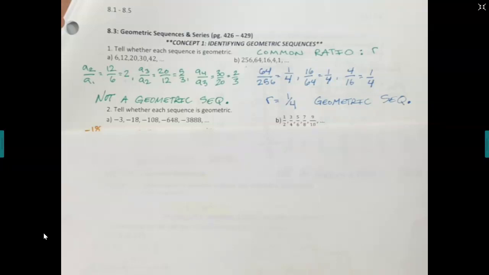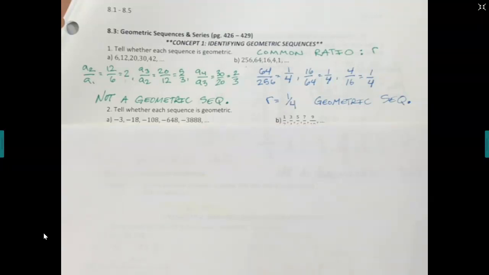I could always take a sub 2 divided by a sub 1, which is 12 divided by 6, which is 2. A sub 3 divided by a sub 2, which is 20 twelfths, which is 5 thirds. A sub 4 divided by a sub 3, 30 twentieths, which is 3 halves. Those are not the same, therefore it is not a geometric sequence.